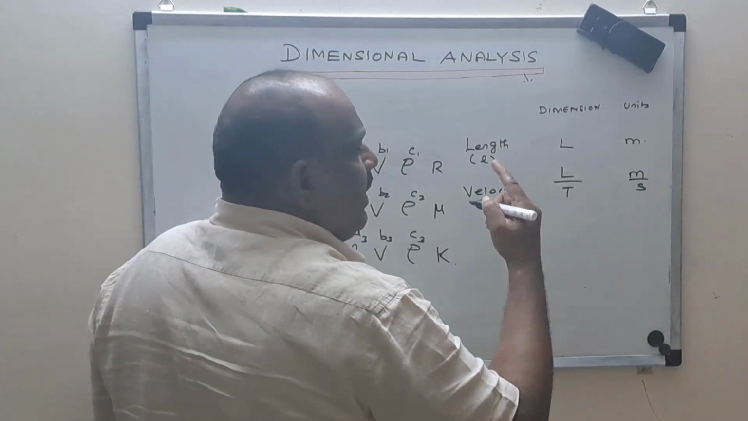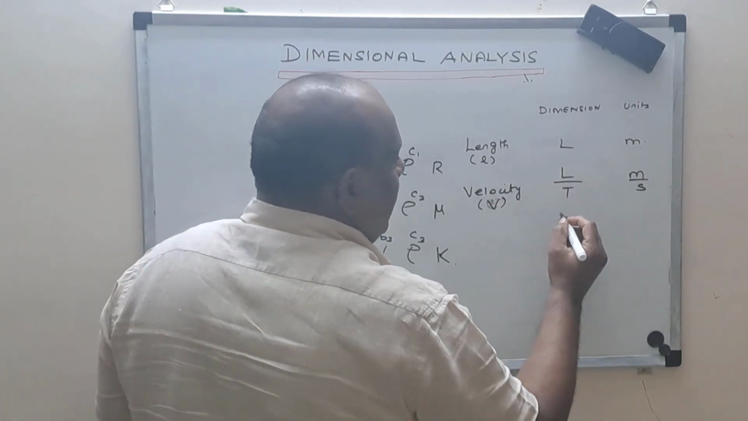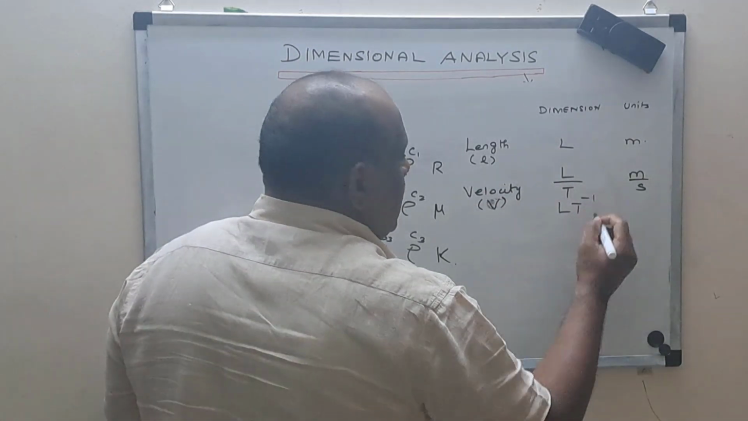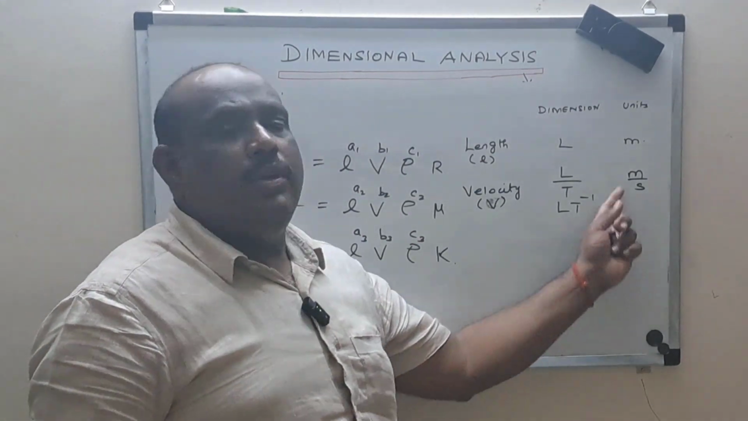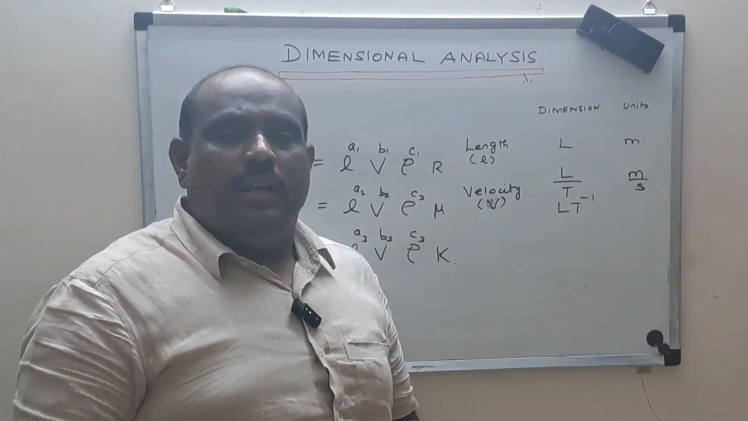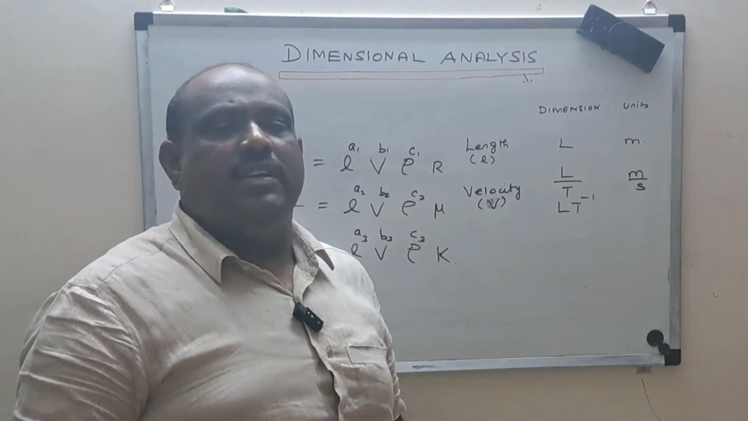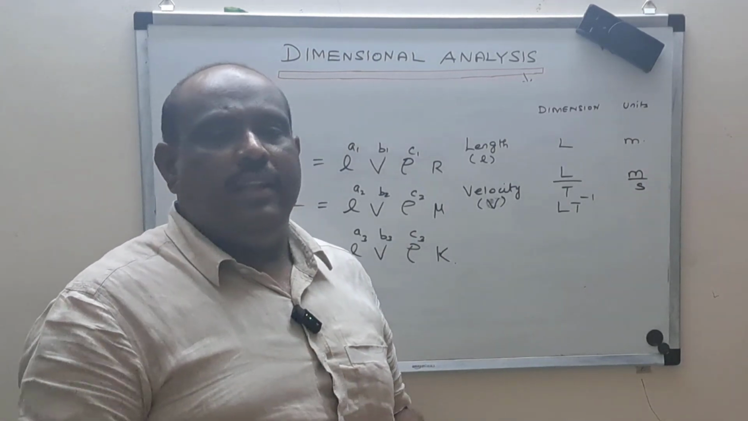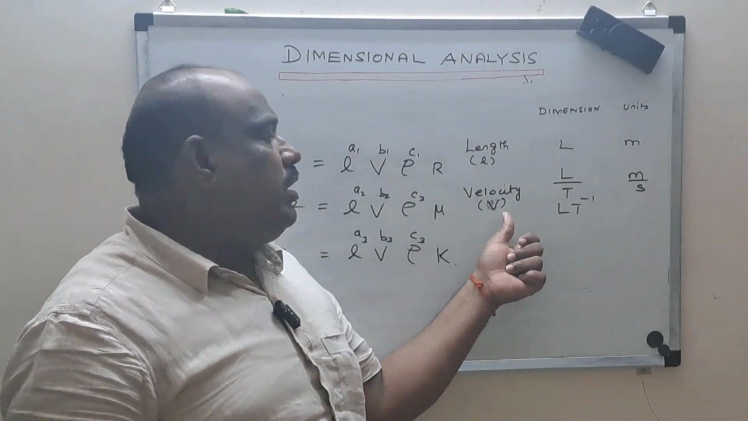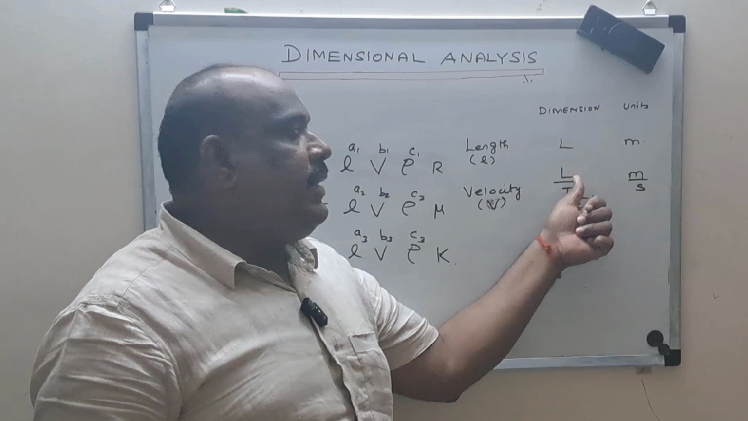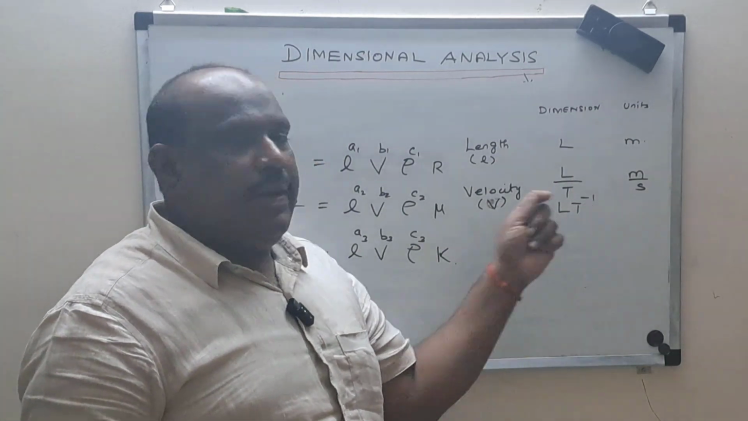So we can write either L by t or L t power minus 1. Both are the same. How am I writing this? Based on the units. You should know the units of each and every variable involved in this particular equation. We know the unit of velocity is meter per second, so it is length by time. So it's nothing but L t power minus 1.